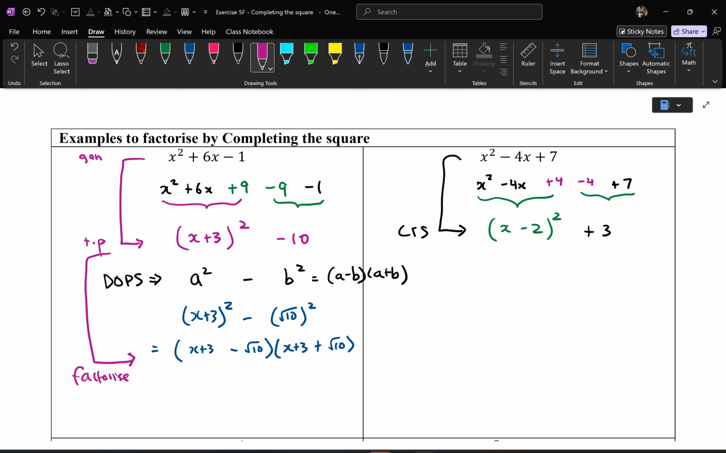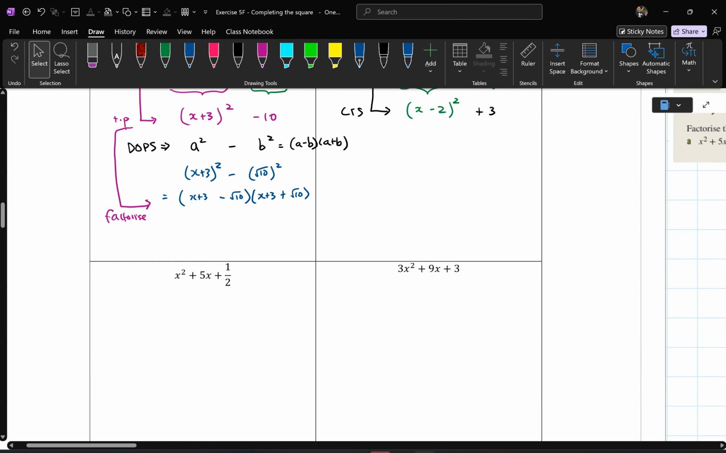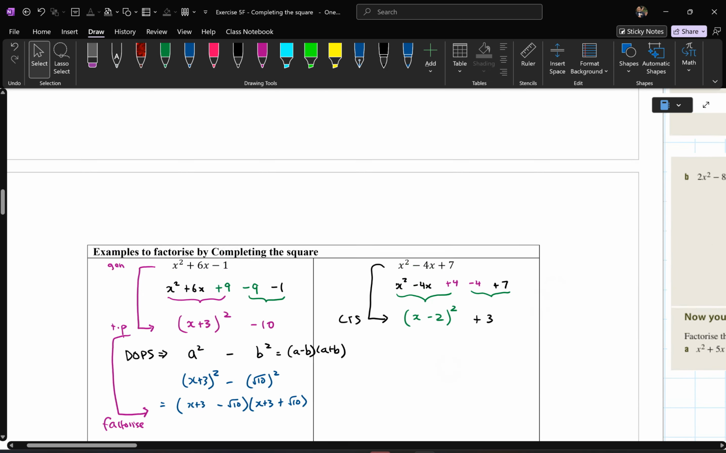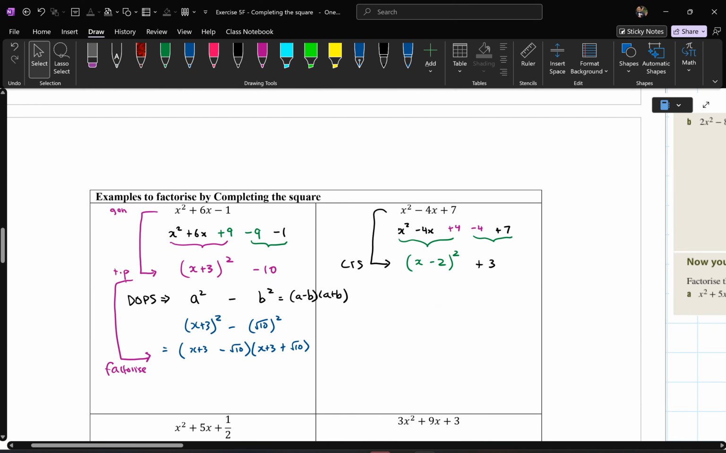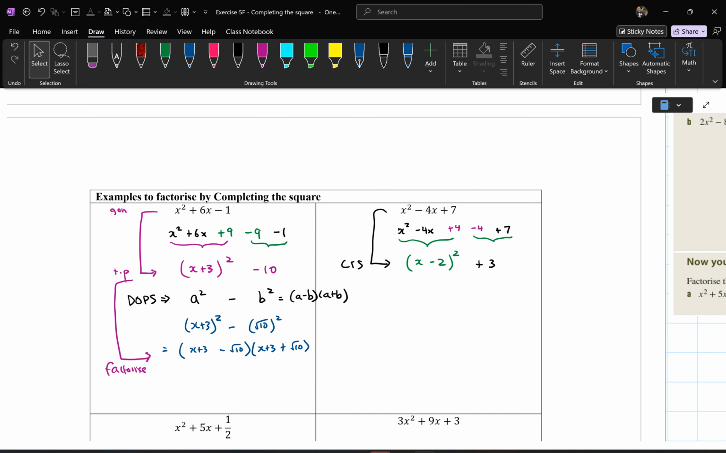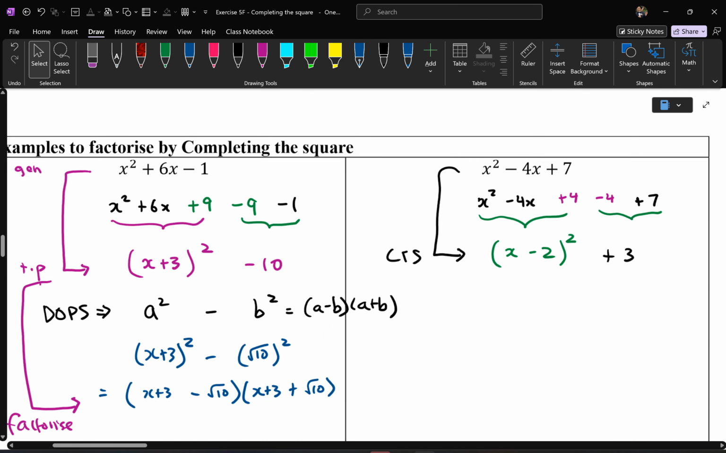Okay? Let's do one more, but there is a caveat. I don't know if you guys realize what the caveat is to this completing the square. There's a limitation to completing the square. Notice all the problems I did for you. There's a pattern to all of them.